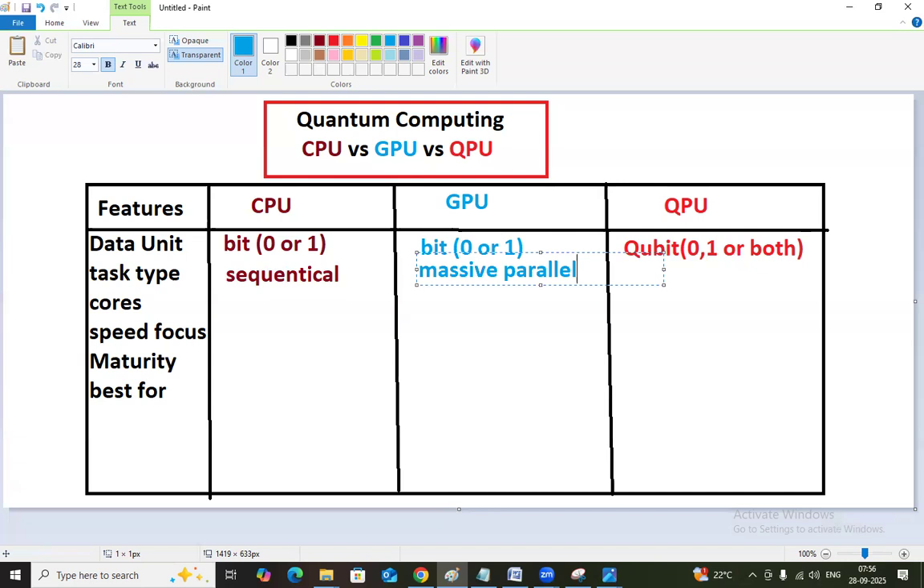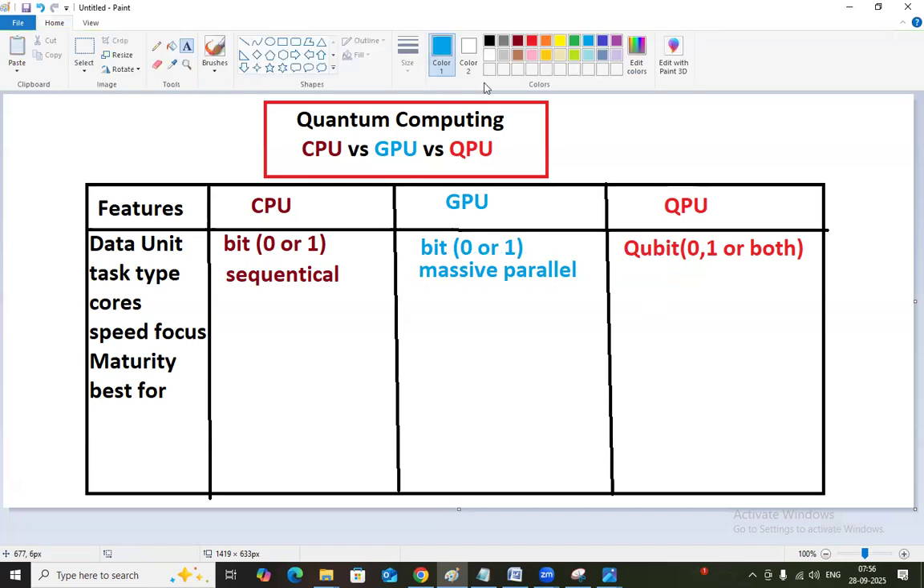GPU is a graphics processing unit. CPU is the central processing unit. QPU is nothing but a quantum processing unit. Quantum processing unit. Okay. And what is the QPU task type?